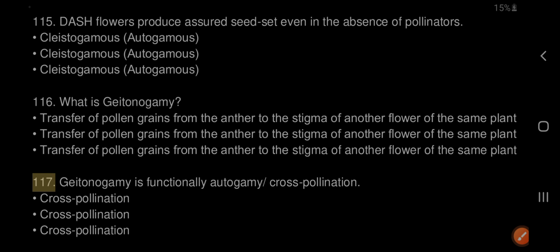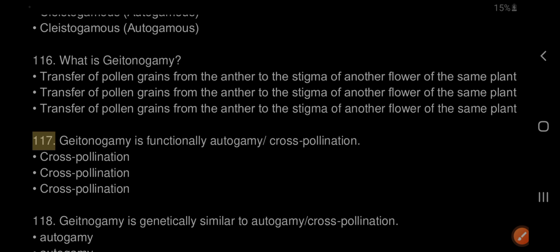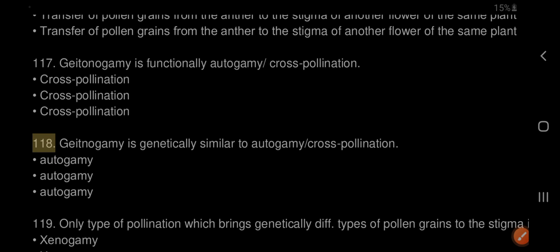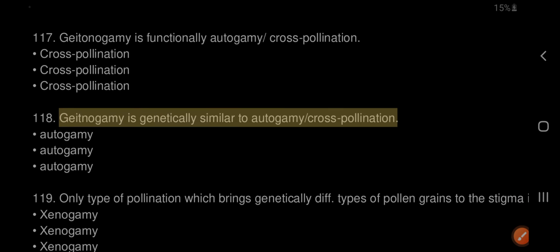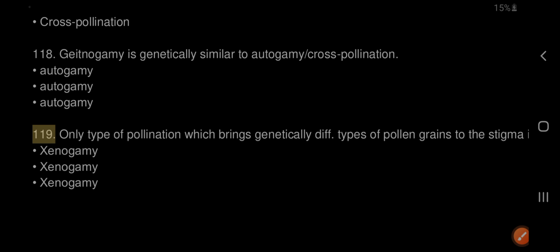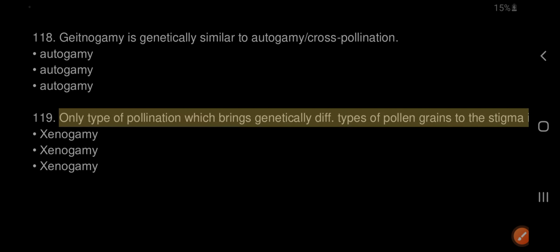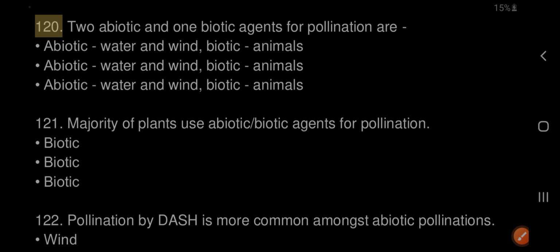117. Geitonogamy is functionally autogamy, genetically cross-pollination. 118. Geitonogamy is genetically similar to autogamy. 119. The only type of pollination which brings genetically different types of pollen grains to the stigma is xenogamy. 120. Two abiotic and one biotic agents for pollination are: abiotic, water and wind; biotic, animals.